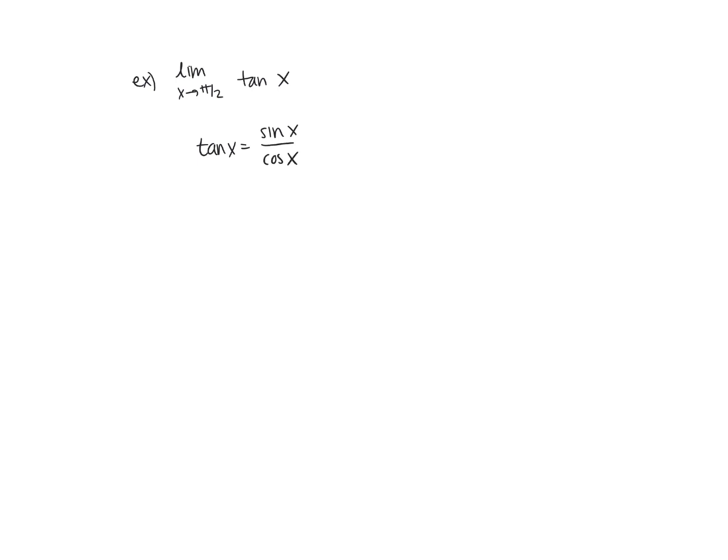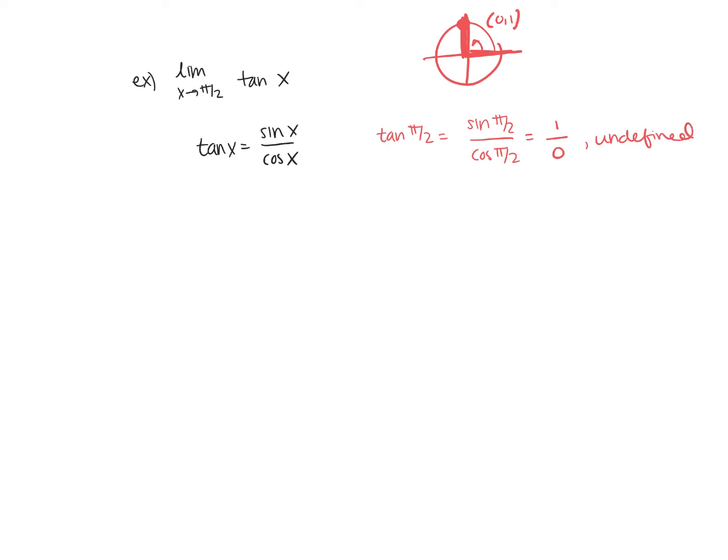And the problem is if we try to plug in pi over 2, the sine of pi over 2, if we think of our 90-degree right angle here, crosses our unit circle at the point (0, 1). So the sine is equal to 1 and the cosine is equal to 0. And so the tangent of pi over 2 is actually undefined.